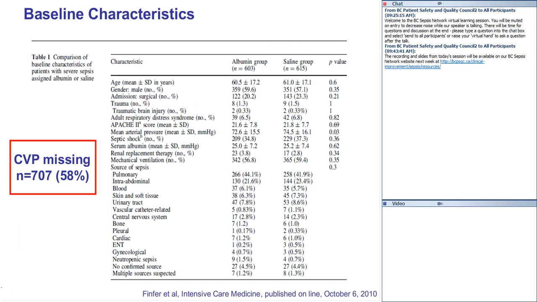And in this subgroup, the baseline characteristics between the two groups look pretty similar. The mean arterial pressure was a little bit higher in the saline compared to the albumin group at baseline, but the difference between the two groups is probably not clinically significant, 74.5 versus 72.6 for mean arterial pressures. The other thing was that in this study they were unable to document filling pressures between the two groups because there were so many missing central venous pressures at baseline, almost 60% of them. So we don't know for sure if these patients were similarly filled at baseline.